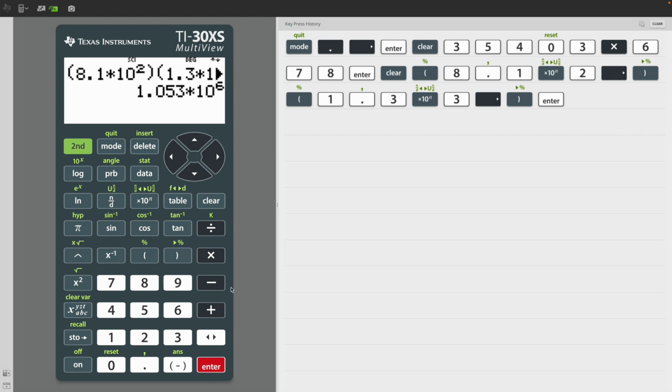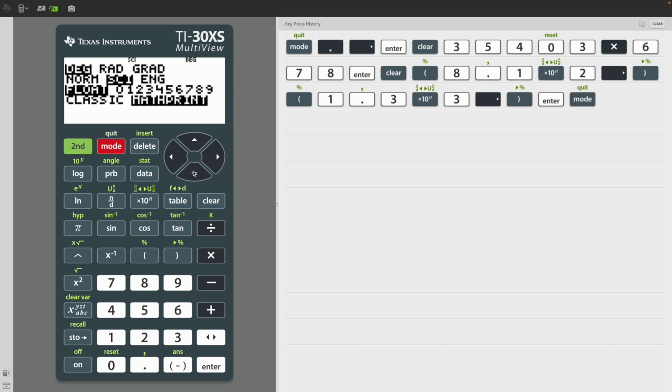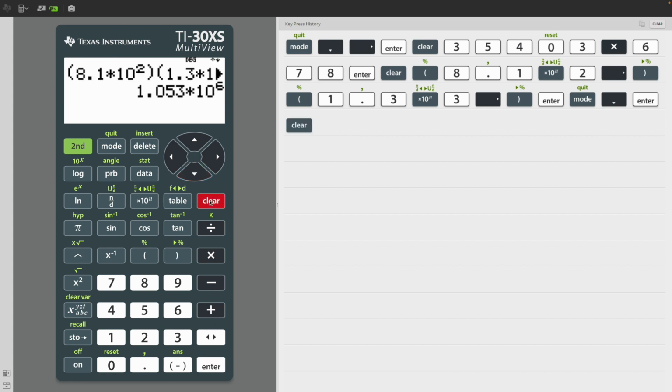Now this time I'm not gonna forget, guys. I gotta get out of scientific notation before I set my calculator down, or else the next time I use it I'm gonna be so confused. I will hit mode, arrow down to the second line till I'm blinking on norm, press enter, clear to get out of that.